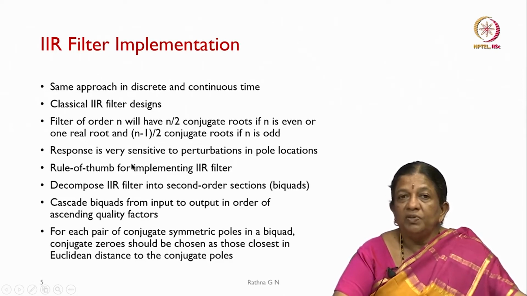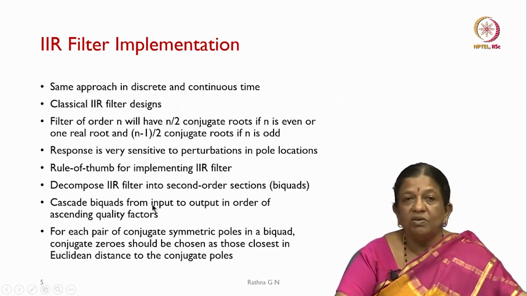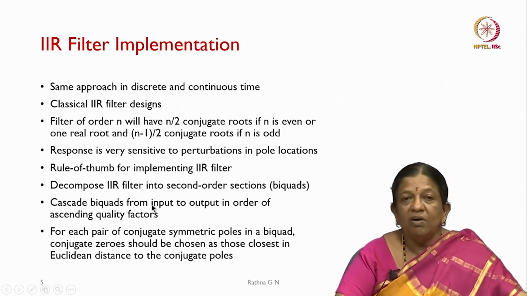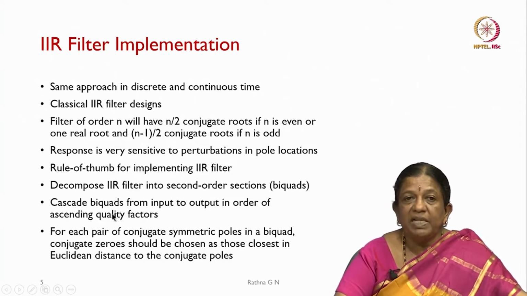A rule of thumb for implementing an IIR filter: decompose the IIR filter into second order sections, that is biquads, and cascade these biquads from input to output in order of ascending quality factors. We will see a little later how we work this out, what happens to our pole positions, and how that affects the cutoff frequency. We will see it with a few problems later.